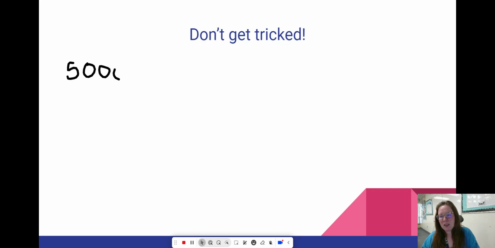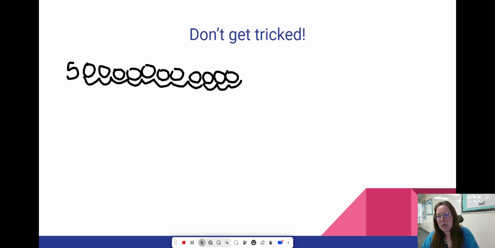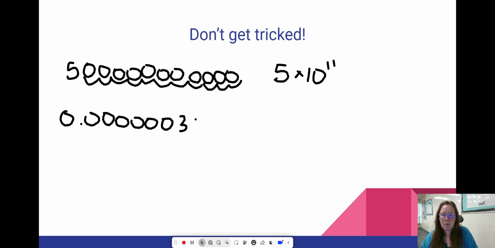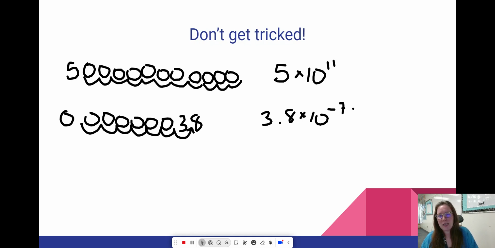So like a number like this, I'm just putting a bunch of zeros. Okay, that's a giant number. Let's move our decimal. 1, 2, 3, 4, 5, 6, 7, 8, 9, 10, 11. 5 times 10 to the 11. It's a giant number, so it's positive. Whereas if I have an itsy teeny number, okay, 1, 2, 3, 4, 5, 6, 7, 3.8 times 10 to the, I can't do 7. I have to show that it's an itsy bitsy tiny number, so I do negative 7.